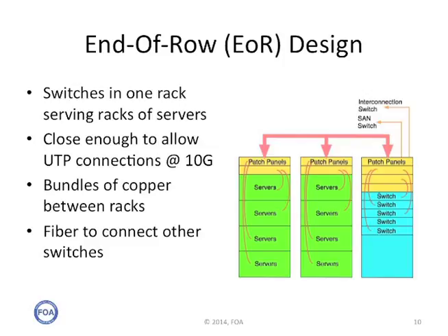The end of row design has a rack of switches on the end of a row that includes racks of servers. The server racks and switch racks are connected typically by UTP Cat6a for up to 10 gig or fiber for any speed. The switch racks connect to interconnection and SAN switches over fiber optics. End of row racks of switches can be placed in the middle of a row or even used to connect several rows of servers depending on the density of the equipment and the length of separation.